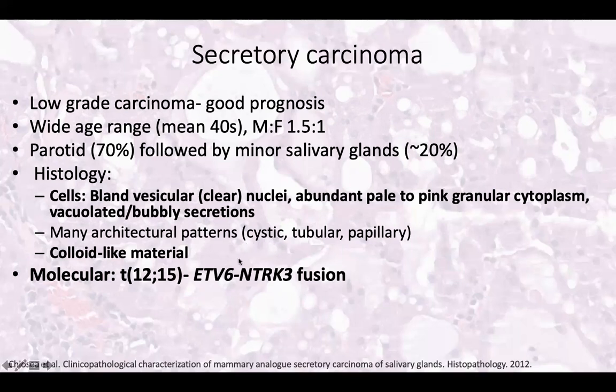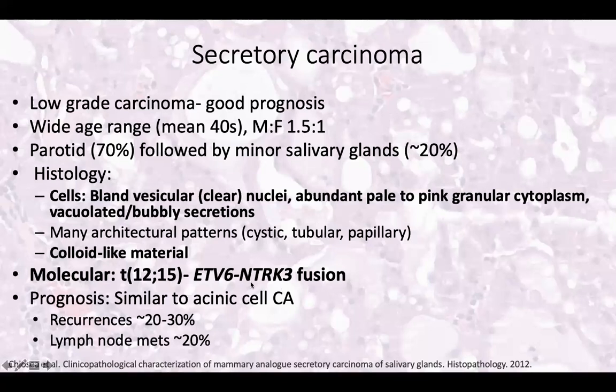And this is important because this leads to NTRK3 upregulation, and that's something that can be targeted with therapy. So it is actually important to distinguish this from something like acinic cell carcinoma, which is also on the differential. Prognosis, though, is similar to acinic cell carcinoma. So you get recurrences in around 1/3 of cases and lymph node mets in around 20%.